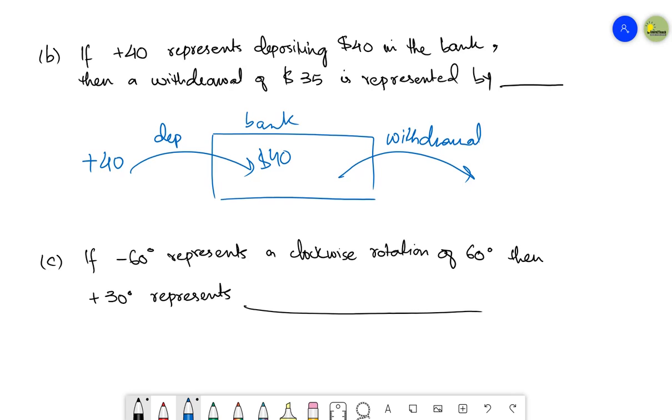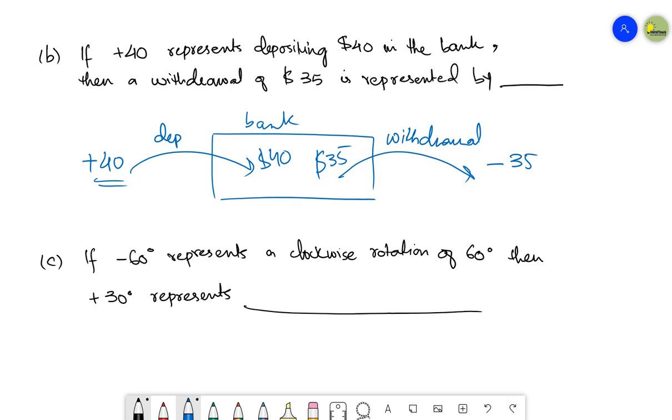So how much money are you taking out? $35. But I cannot represent it with a plus sign. I cannot say that it is plus 35. Why? Because a positive number represents deposit, that something is being deposited into the bank. So if the step is reversed, now it is withdrawal. Withdrawal means you are doing the opposite of deposit. So now you need to represent it with a negative number. So how much negative?